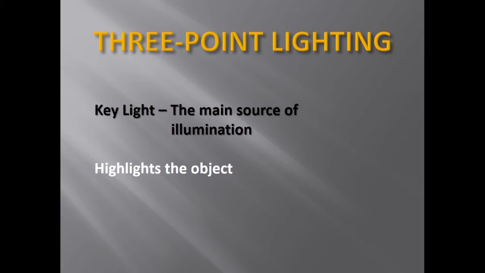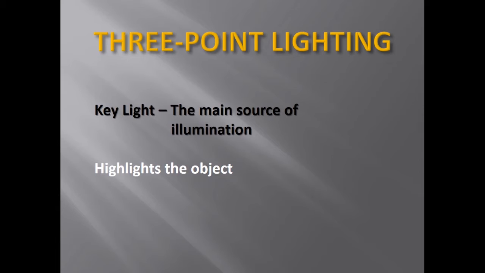The first light in three-point lighting is called the key light. The key light is the main source of illumination, the main source of light. Its job is to highlight the object. So your brightest light is going to be your key light. And you position the key light in front of your subject, but off-centered to one side.